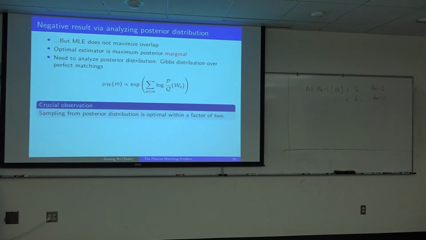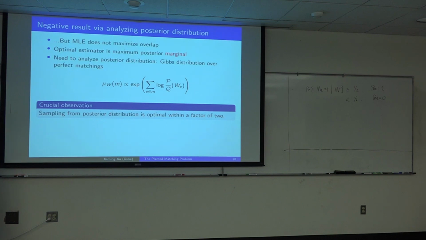So our first idea is that we don't have to look at the optimal estimator. We can look at the so-called posterior sampling estimator. We can just sample from the posterior distribution, and we can show that this is optimal within a factor of 2. So you have this posterior distribution, and you imagine you have a way to sample one matching from it, and then you use that matching as your estimator.